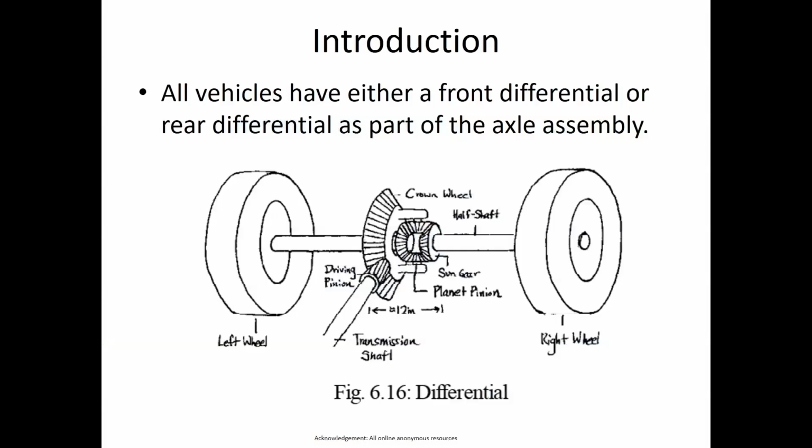Now, this is a simple sketch which I have taken from the text of National Institute of Open Schooling. Here you will see that there are two wheels, left hand side and right hand side. In the middle you will find an assembly of gears which is known as differential. So, why do we require differential?